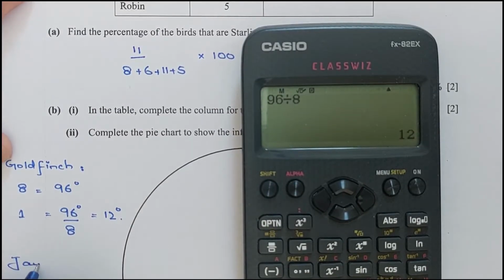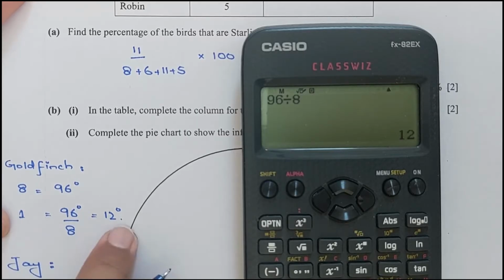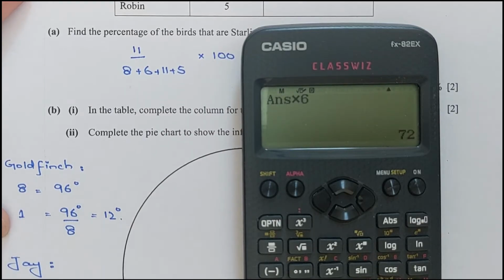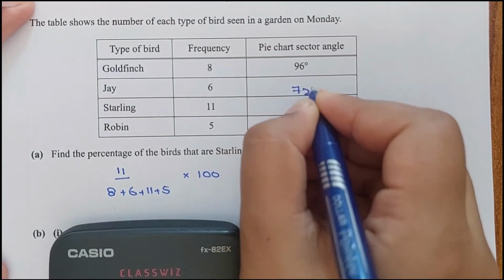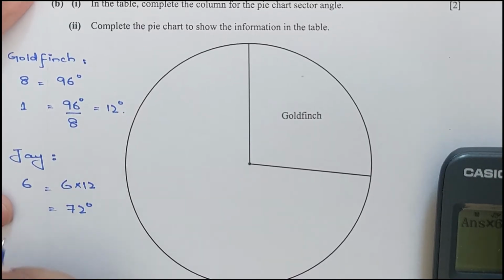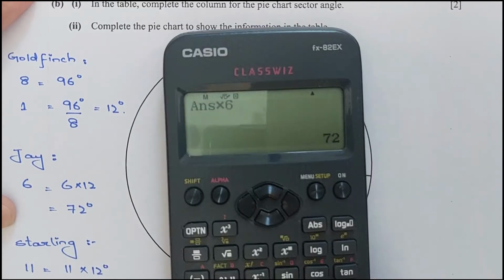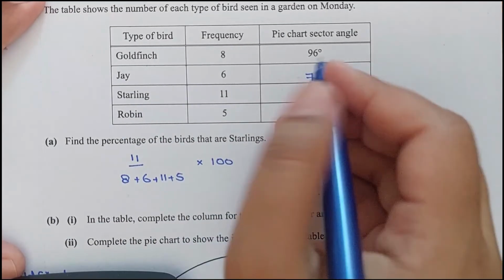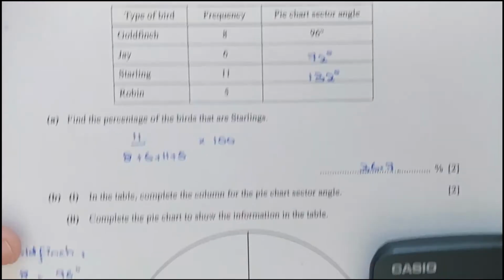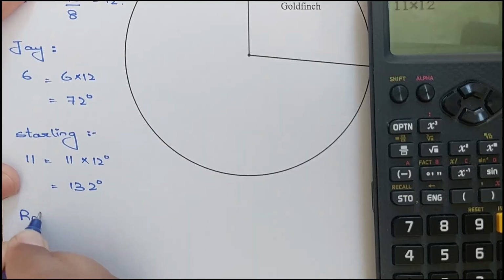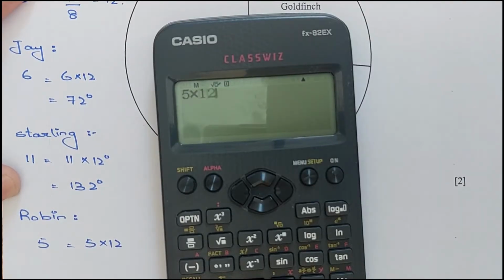Okay, now let me work out the rest of the birds as well. For the next one, what is the frequency? The frequency is 6. So if 1 is 12, what is 6? 6 times 12 is 72 degrees. Now let me solve for starling. Starling frequency is 11. If 1 is 12, what is 11? 11 times 12 is 132 degrees. Now the last is robin. Its frequency is 5, which is 5 times 12, which is 60 degrees.